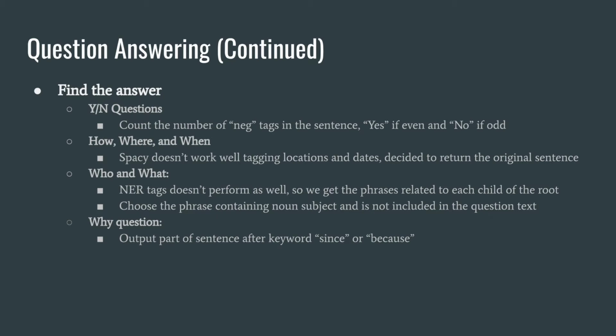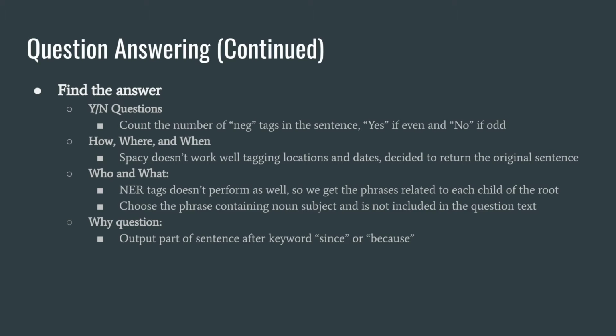For who and what questions, we initially wanted to use the NER and dependency tags to help answer, but again, spaCy didn't work as well as we expected. So we decided to use a helper function to get different possible phrases related to each child of the root, and then choose the most probable one. If the phrase contains a noun subject and is not appearing in the question, then we will just return that phrase.